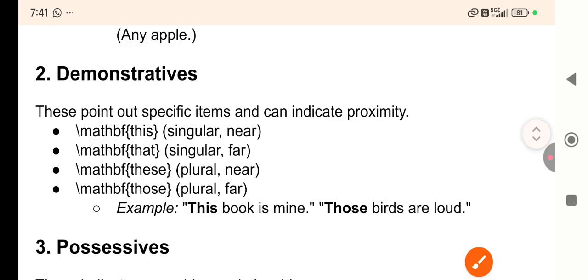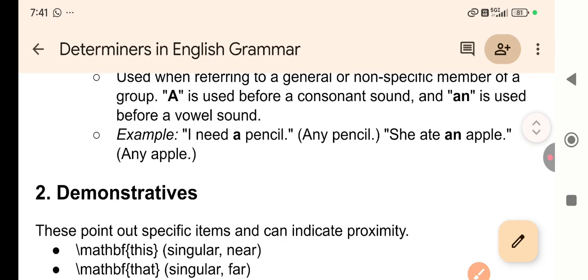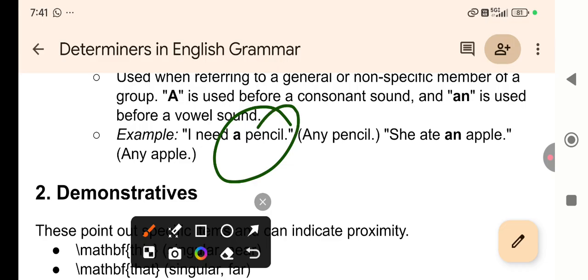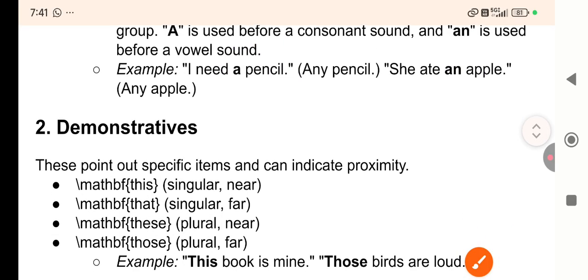Now these are the articles which are called determiners, right? Now why? Because we use, for example, I need a pencil. So how many? A pencil. She ate an apple, right? So that is a determiner, because they tell about the quantity, right?